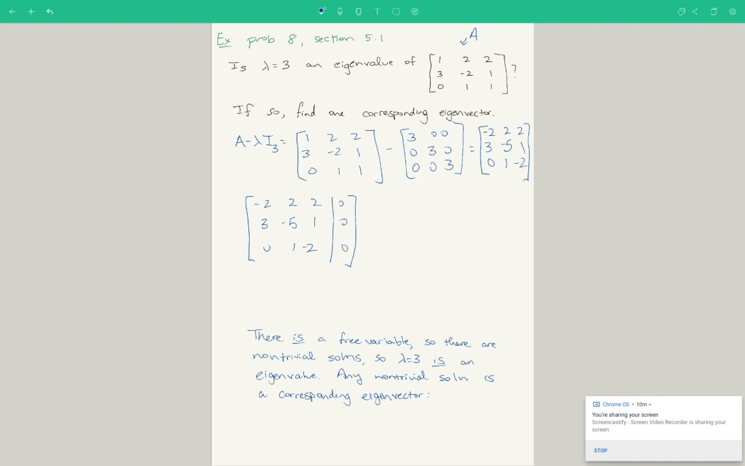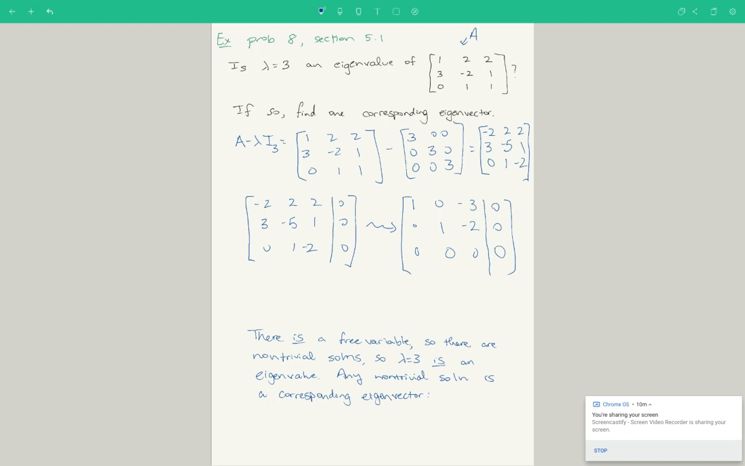Okay, so we're going to go ahead and row reduce this. If we row reduce this, we end up getting 1, 0, minus 3, 0. You can check this for yourself, or you can just believe me when I say that this is what you get. If we're looking at this, we see that there's a 0 row and it's a square matrix. So this is going to have a free variable. That means lambda equals 3 is an eigenvalue.